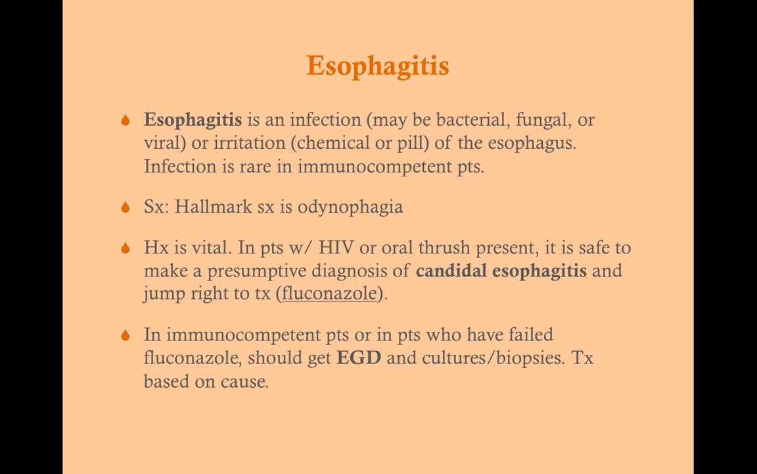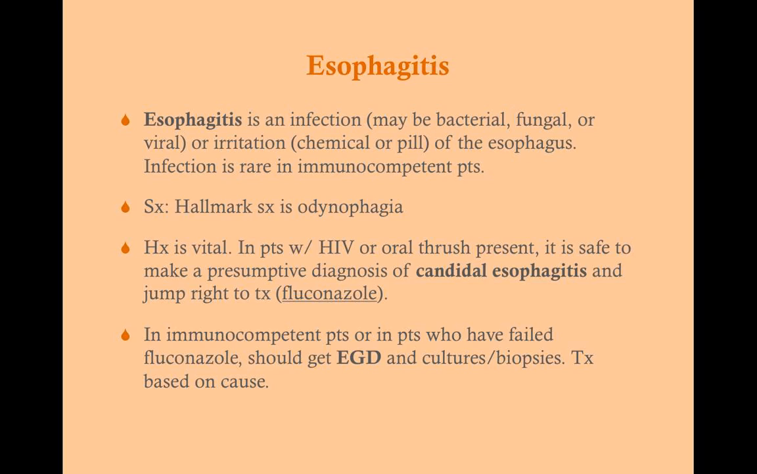They thought I had strep throat, and they gave me an antibiotic, and I wound up getting candidoesophagitis from it. Worst thing that could happen. So patients who are on antibiotics, patients who are immunocompromised, they can get candidoesophagitis. So if you have oral thrush or you have a patient with HIV, you're going to just jump right to treatment, and you're going to give them fluconazole. You're not even going to bother with an EGD.